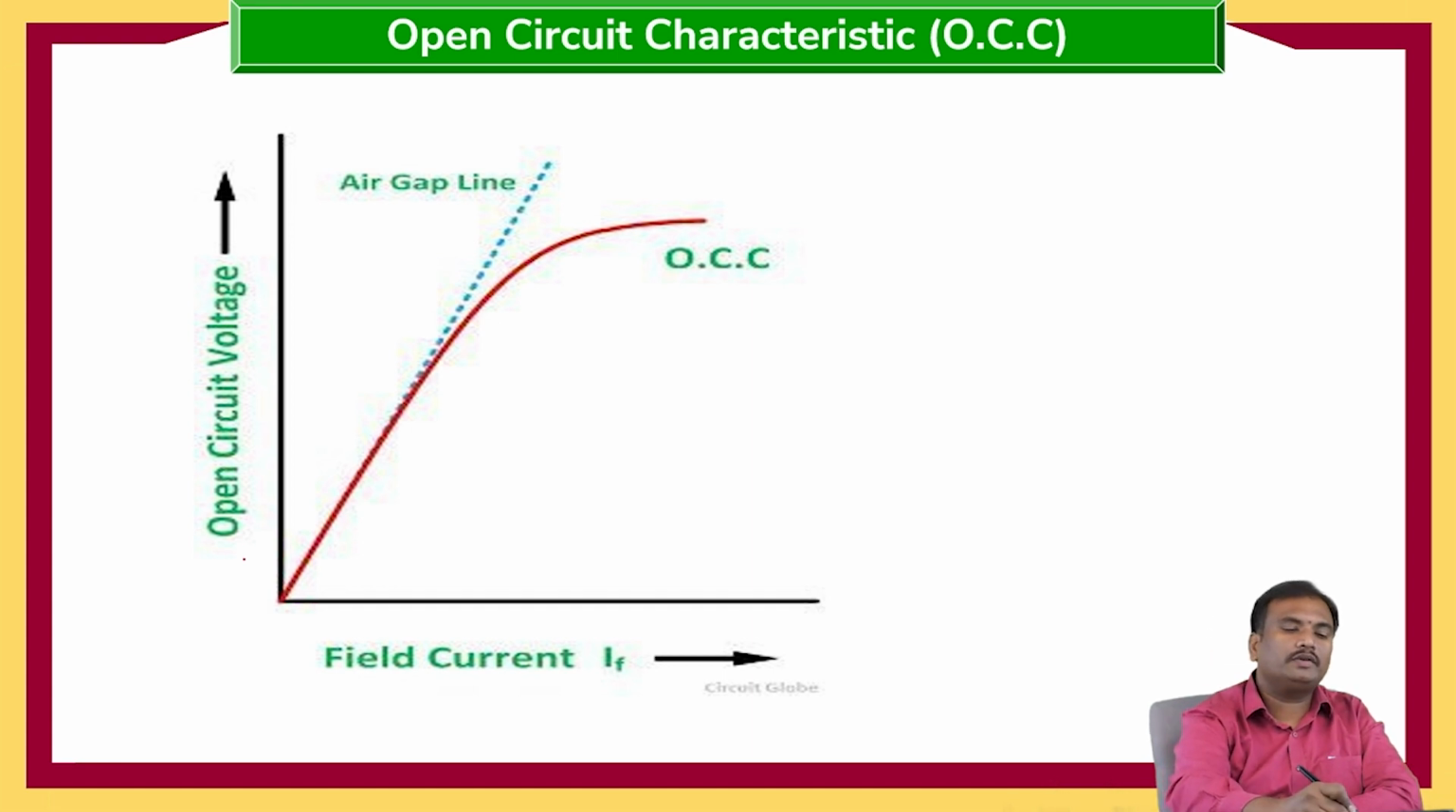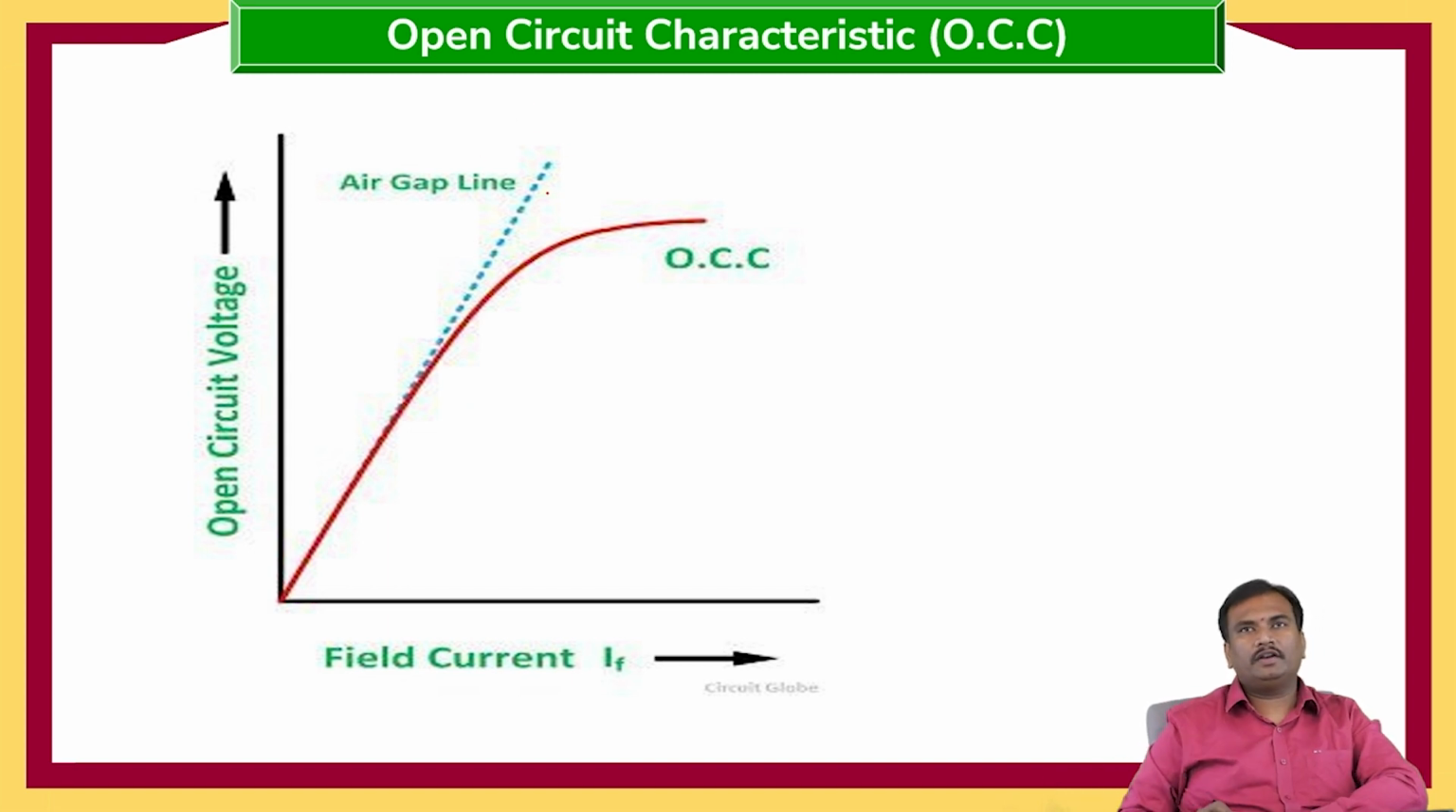And here we are going to take the open circuit voltage on the y-axis and field current on the x-axis. And this is the air gap line we are going to get. We are going to draw the open circuit characteristics.